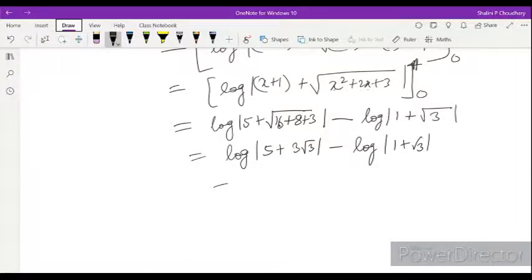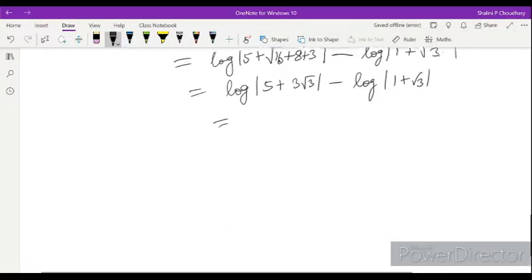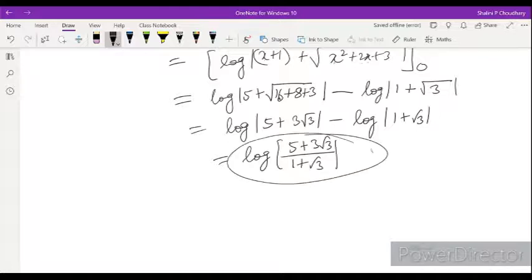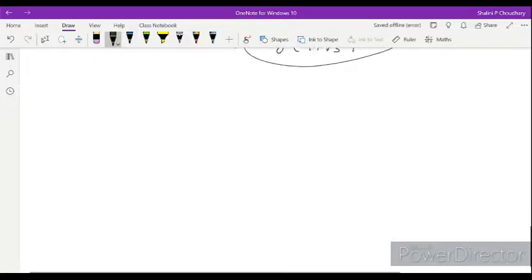So log of m minus log of n, what will we write? Log of m upon n. So log of 5 plus 3 root 3 divided by 1 plus root 3. Okay, so this will be the value. Now we'll do another question.